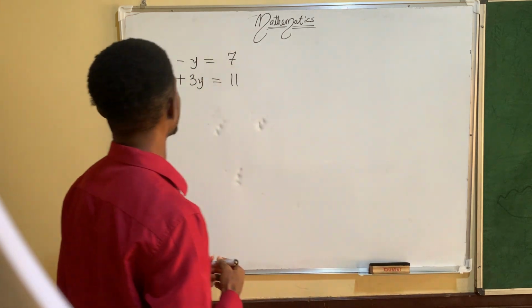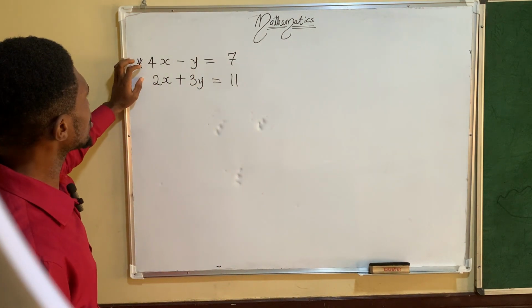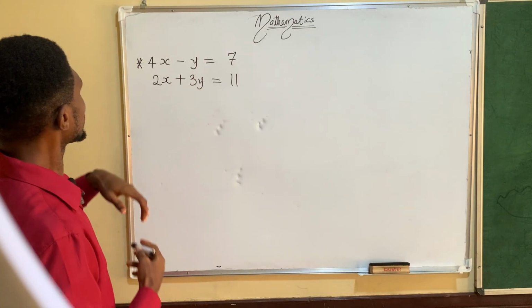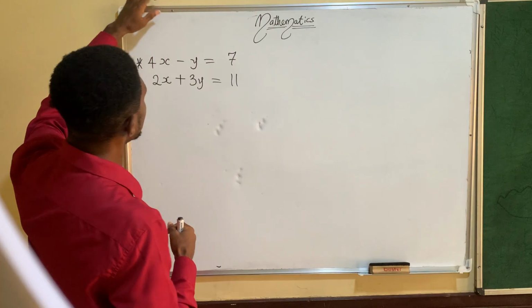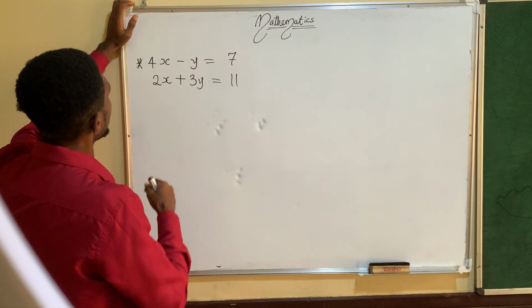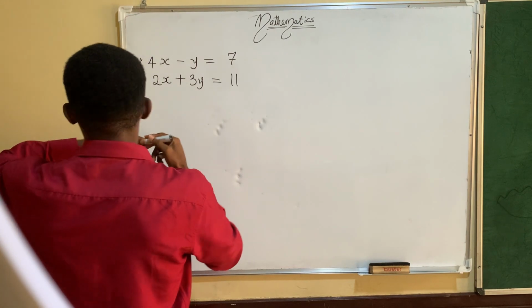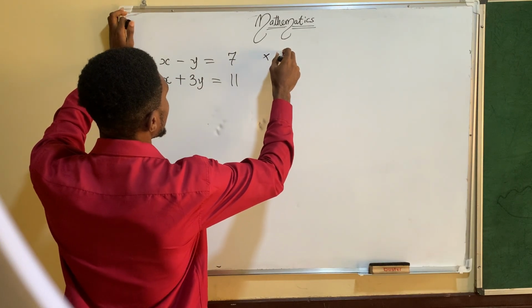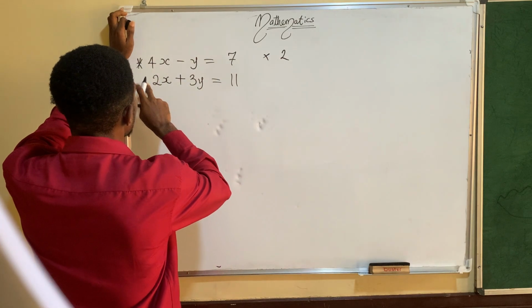Here is another simultaneous equation, and I'm going to be using the elimination method to solve this. So this is what I want to do. I want to eliminate x. So what I will do is multiply equation 1 by 2 and multiply this one by 4.